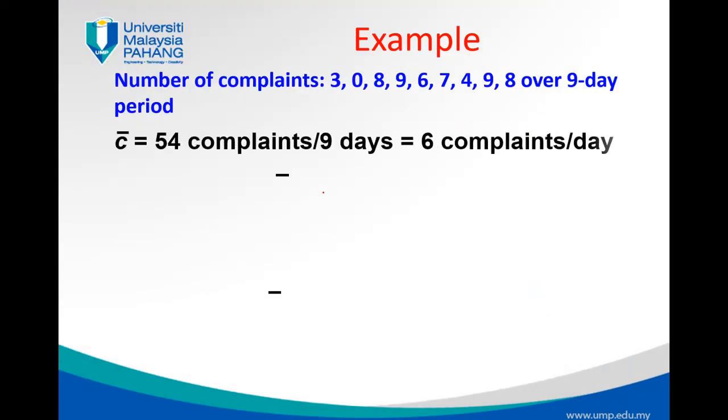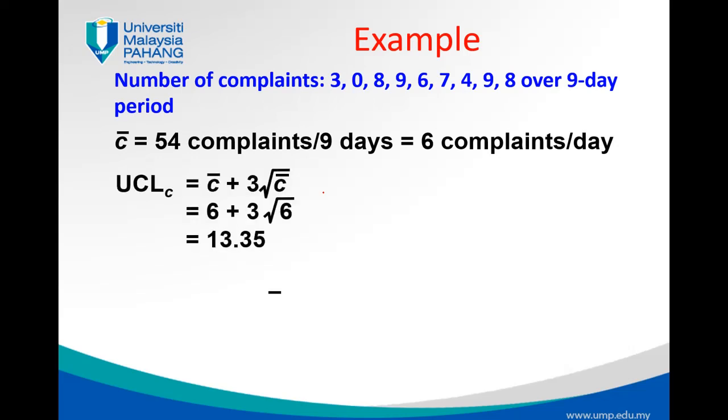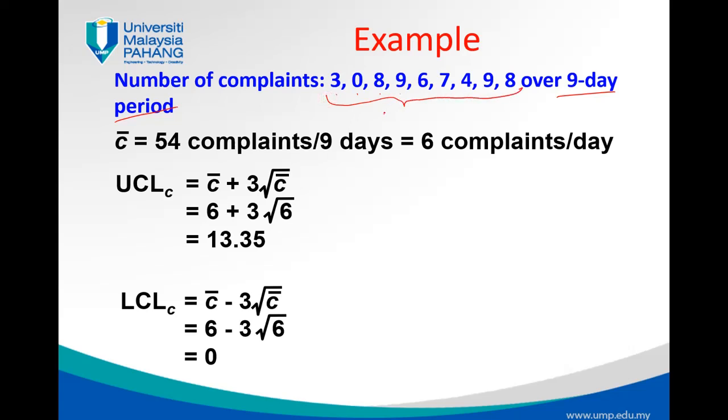So this is an example. We have the number of complaints over a 9-day period: 3, 0, 8, 9, 6 and so on. C bar equals 54 divided by 9. If we add the total, it is 54, then divide by 9, and you get C bar. So on average there are 6 complaints per day.